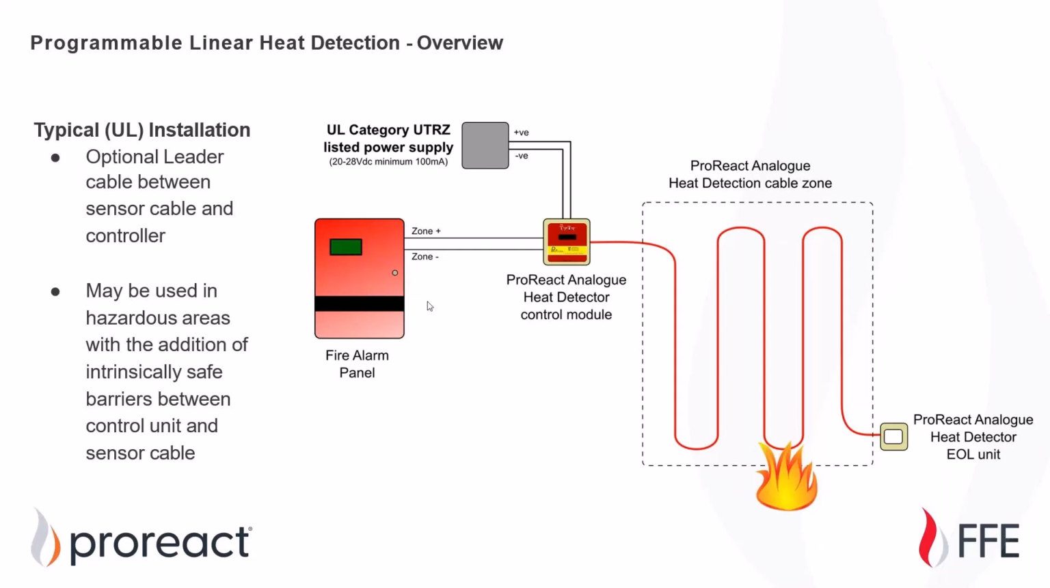So here's what a setup might look like using the programmable linear heat detection product. You have a separate power supply here, your control module, and then linear heat detection cable inside of the zone, as well as an end-of-line unit. This is also suitable for hazardous locations. Always a good idea to use intrinsically safe barriers for any penetrations. Also, if your end of line is in the hazardous area, glands as well as barriers, seals.